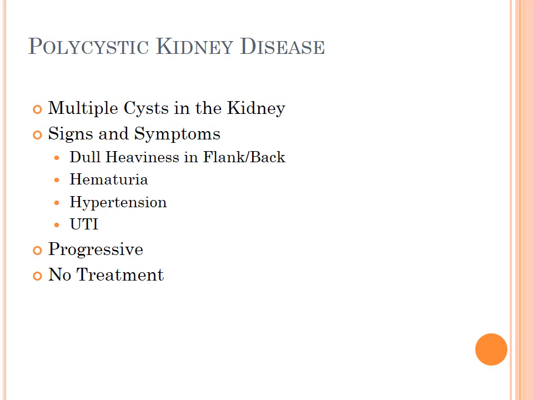Signs and symptoms are a dull heaviness in the flank or back, hematuria, hypertension, urinary tract infection. There's a relationship between people with polycystic kidney disease and diverticulosis, which is interesting, as well as cerebral aneurysms. Increase in blood pressure, increase in a headache like no other would be a cause for extreme concern. There is currently no treatment. It's progressive. A person may end up needing a transplant.